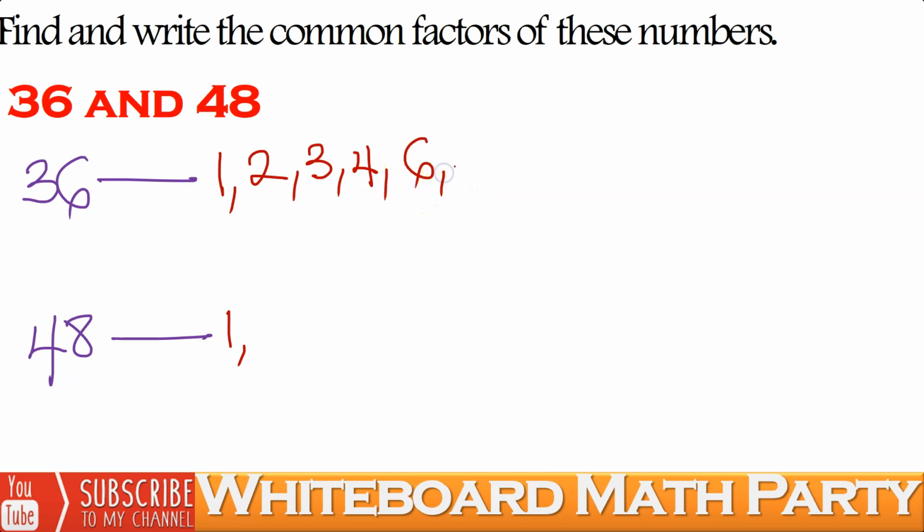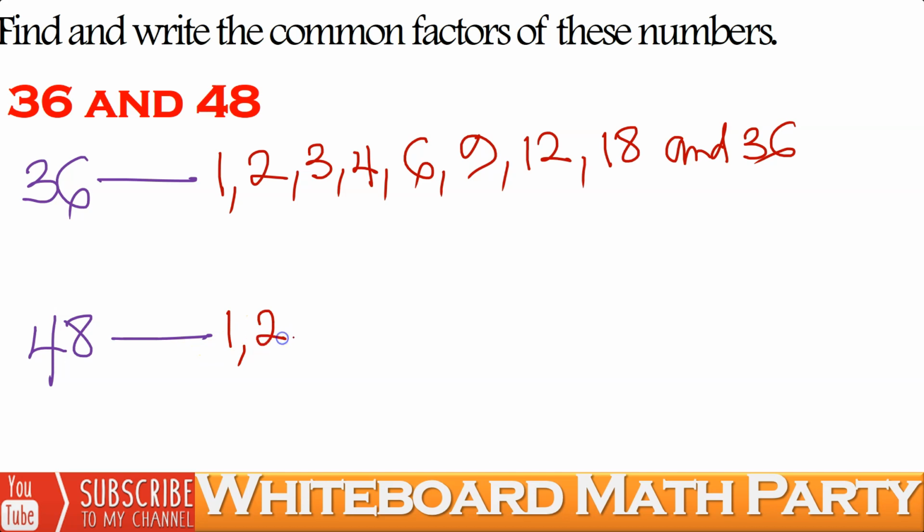Are there more? Do we have 7? No. What about 8? No. What about 9? Yes, 9 can go because 9 multiplied by 4 is 36. What next? 12 can also go because 12 multiplied by 3 is 36. Another number that can go successfully is the number 18. And the number 36 itself can divide 36. We're done with that. Let's go into 48.